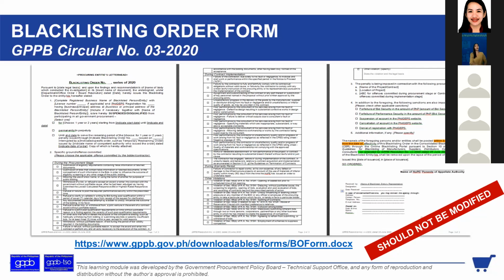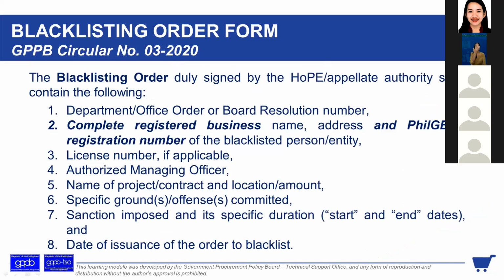The blacklisting order shall be duly signed by the appellate authority and contain the following. These are the required items to include in the blacklisting order: name of the project, contract, complete registered business name, and the field registration number, which is needed for the online portal. This is so other agencies checking their prospective bidders will not be victimized, since the information is complete. Also, the authorized managing officer and their business name are easy to find.